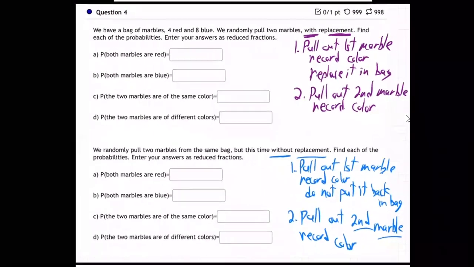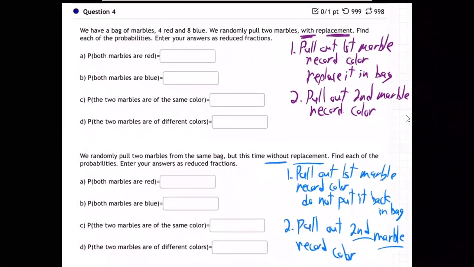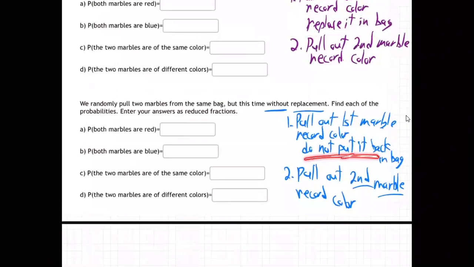So that's the difference. In part 1 up here, we are replacing the first marble, putting it back in the bag. After we look at it and record its color, we put it back in. So when we reach into the bag the second time, it's the exact same group of marbles it was the first time. Whereas down here on the second time, it's going to be harder because we're not replacing the marble, meaning we pull it out, we don't put it back. So when we reach in the second time, there's a different group of marbles. There's one less marble in there. It's going to change the probabilities a little bit on the second pull. So we'll get to that.